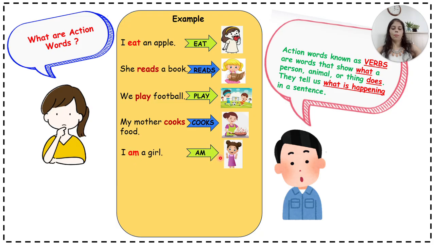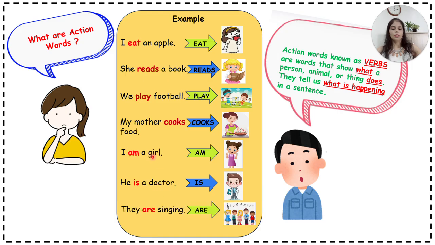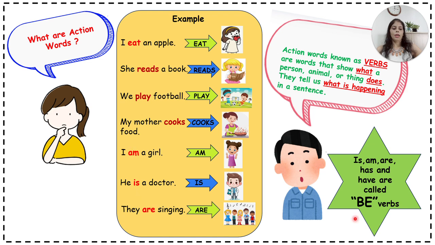I am a girl. Am is the action word. He is a doctor. Is. They are singing. Now you must be thinking, how come am, is, are, they are action words? They don't show anything. We don't come to know anything from these words. So I'll tell you. Am, is, are, they are called be verbs or helping verbs. They are also called helping verbs. So you will not find any action in these words, but they are called be verbs, which I'll be covering in my upcoming videos in details, how to use them and where to use them.